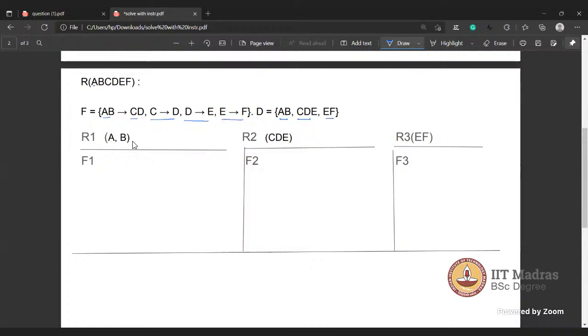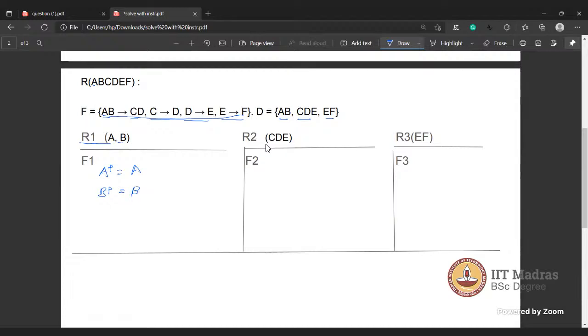First decomposition is R1, and the attributes are A and B. You have to take the closure, first A closure, with the help of the given functional dependencies. So what will be the A closure? Anyone want to volunteer? Okay, no issue. A closure will be A, and we cannot determine anything else from the functional dependencies. Then we also take B. B closure will be B.